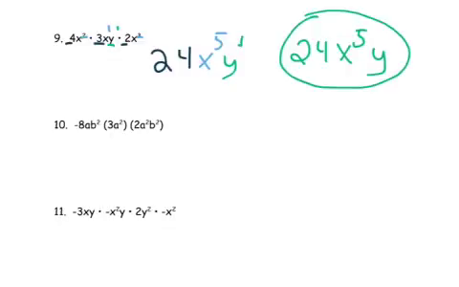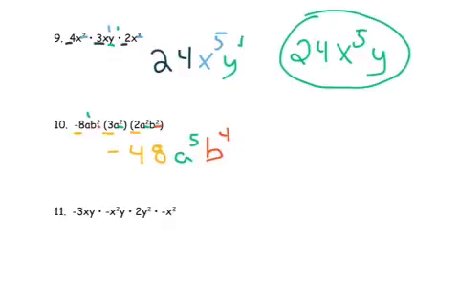Keep on going with these multiplication problems. So if I multiply my coefficients, negative 8 times 3 times 2 gives you negative 48. I have a base of a, so I have 1 plus 2 plus 2 gives me 5. And then b to the 2 plus 2 gives me 4.